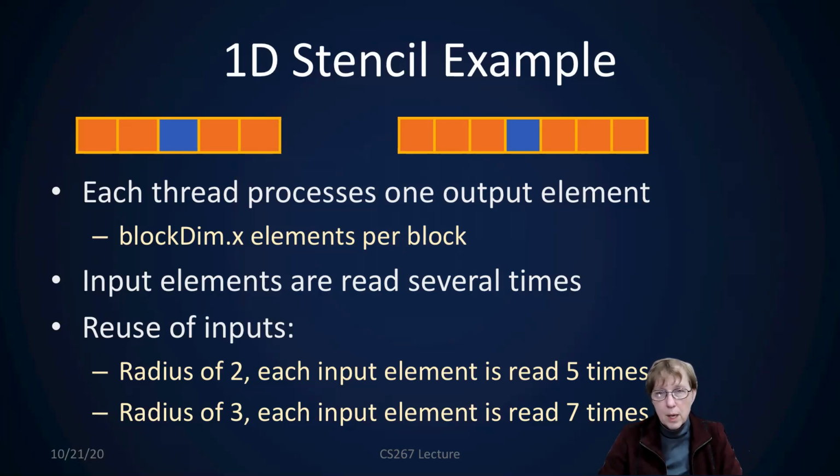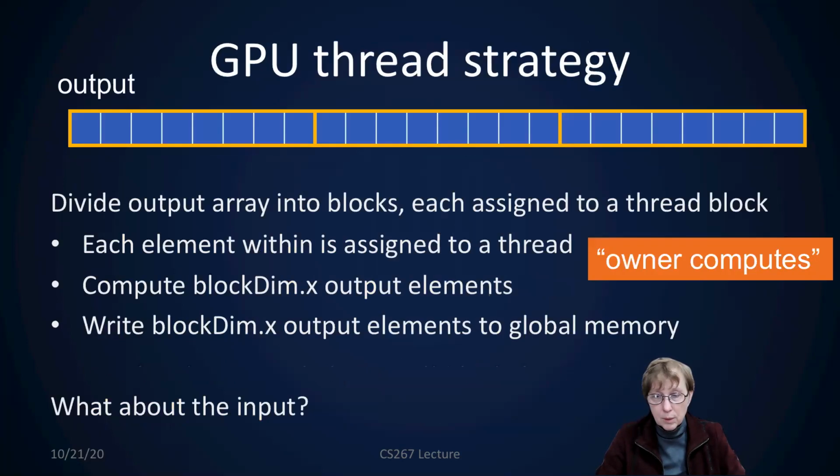You don't want these input arrays to be sitting in the device or global memory, which is very slow, as I said, and accessing that slow memory 5 or 7 times. You want to put it into something faster. And so what you're going to do is put it into shared memory, where it'll be faster to access and can be shared by all of the threads that need that element 5 times.